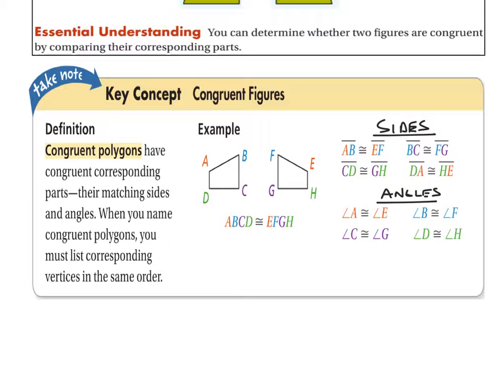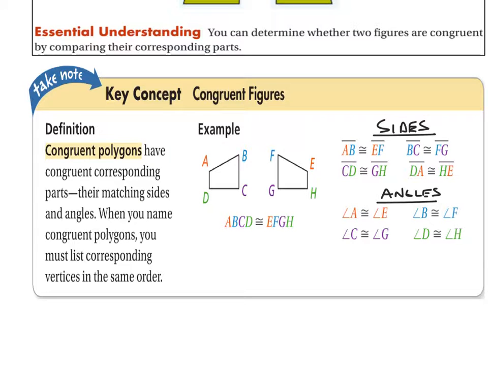Now, the angles, a lot of times if it's two separate shapes, are the easiest ones to find, because you can use the one letter. If there are shapes that share sides, then that changes the game a little bit. But for the most part, you're going to see two shapes that are separated. Now, when you name congruent polygons, you must list the corresponding vertices in the same order. So you can't just start naming these however you want. You have to name them in a specific order.